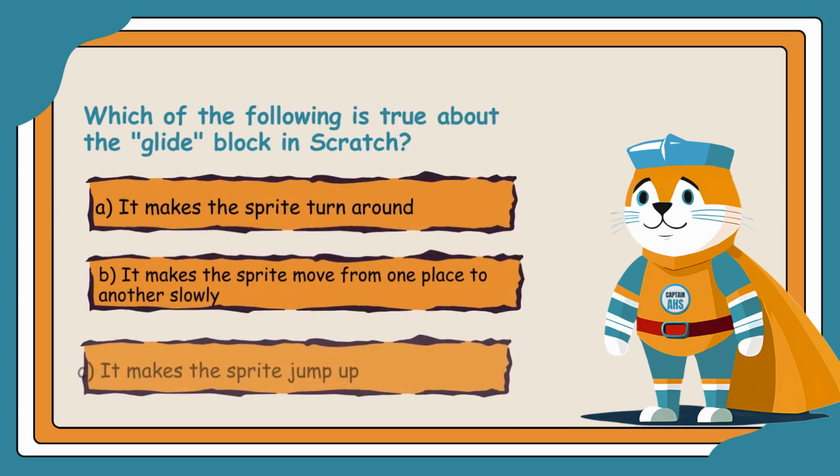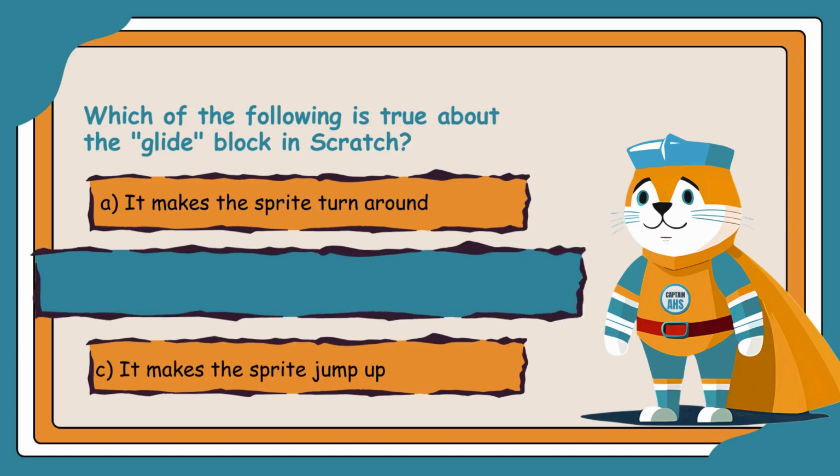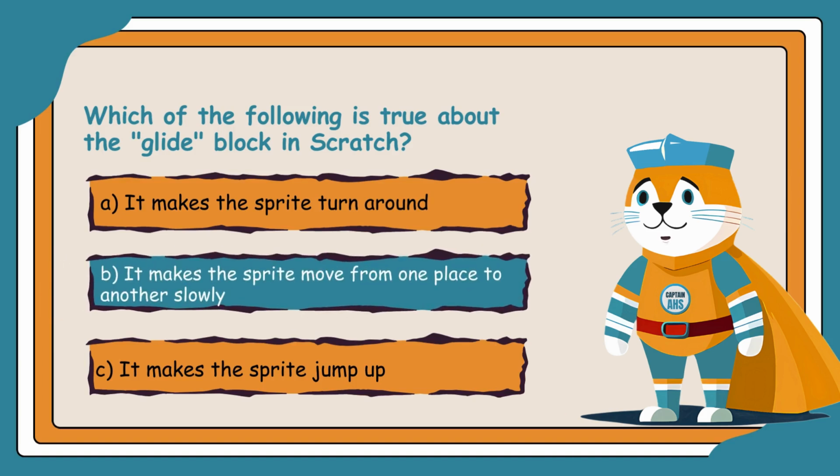What Scratch feature allows you to repeat a section of your song multiple times? Option A, it makes the sprite turn around. Option B, it makes the sprite move from one place to another slowly. Option C, it makes the sprite jump up. Option B, it makes the sprite move from one place to another slowly.